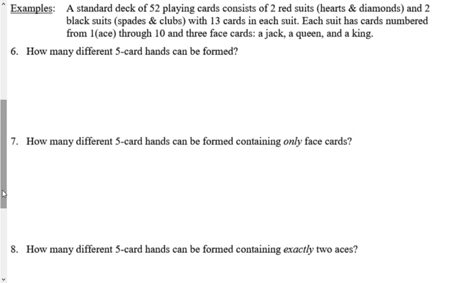Here we have 2 suits that are red. They are hearts and diamonds. A suit is a collection of cards, so they're grouped. In this case, they all have the same shape on them. And 2 suits are black. These are spades and clubs. That's the shape that's on those cards. There are 13 cards in each suit, 1 through 10. So the 1 is called an ace. And then we have 3 cards called face cards because they have pictures of people on them, which is a jack, a queen, and a king. So we have 1 through 10, 11, 12, 13 cards with each shape on them, in each of those suits. How many different 5-card hands can be formed?